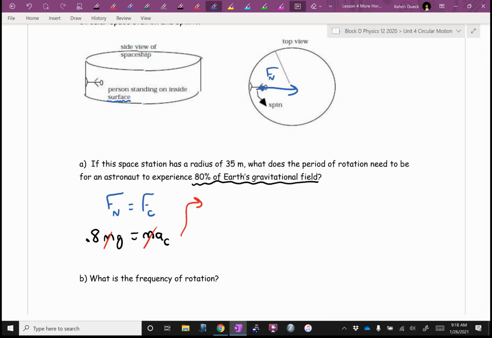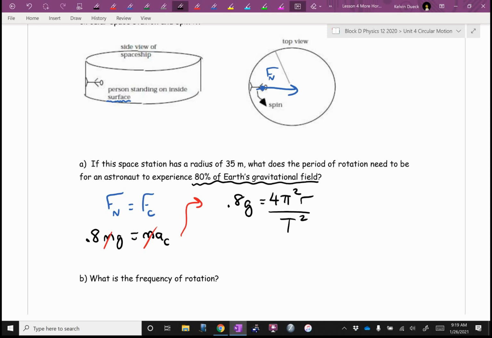So on the left-hand side, I have 0.8 g. On the right-hand side, I have a c. Which version of a c am I going to use? 4 pi squared r over T squared. What did you say they want us to find? Which letter was that one in my big equation here? Where is the T right now?